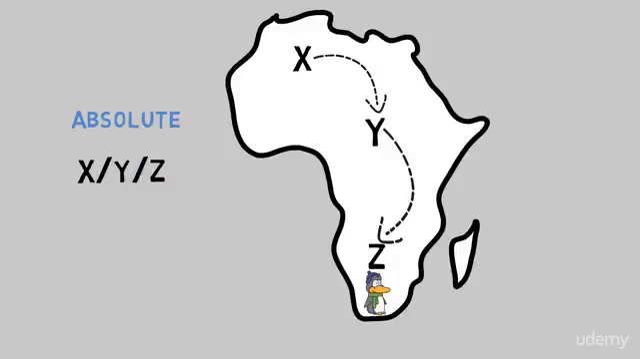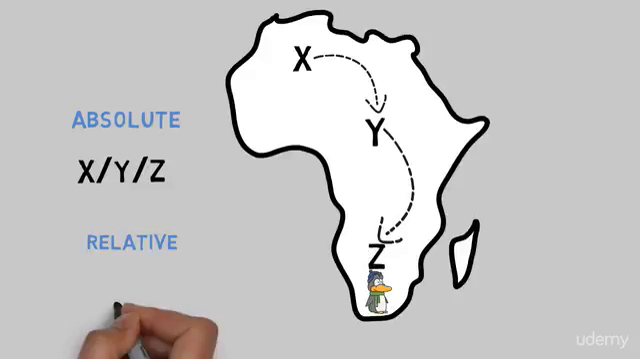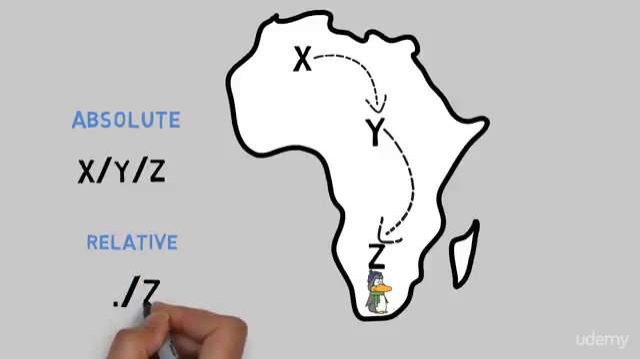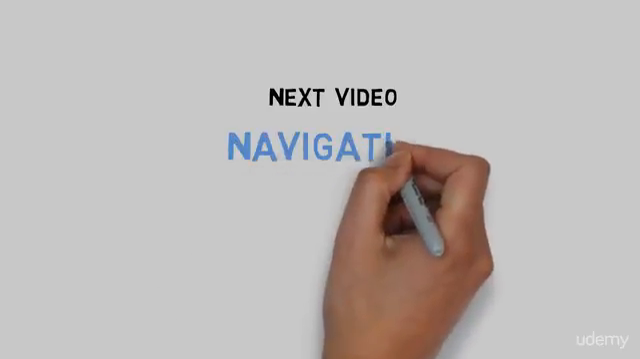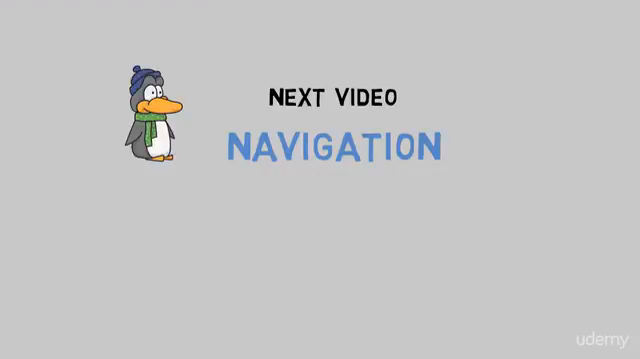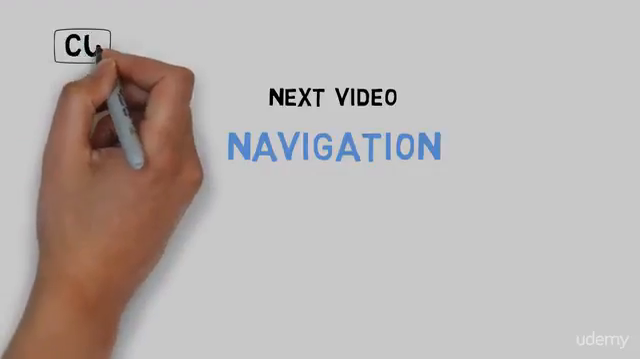And now imagine that on another day, Fluffy also wants to go to Z, but this time Fluffy is at Y. Then it will be easier for Fluffy to go to Z directly without going back to X, and so he takes the relative path, which is Y, Z. You can think of Y being the current directory at this time. In the next video, we are going to learn commands that will help us navigate the directory tree.